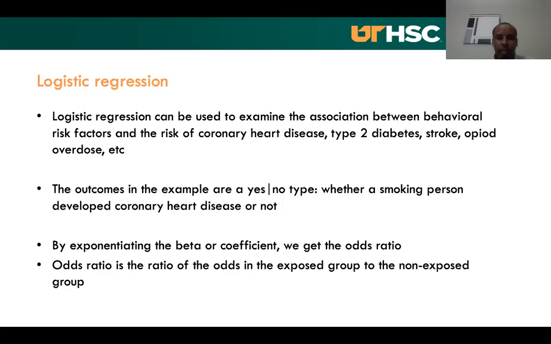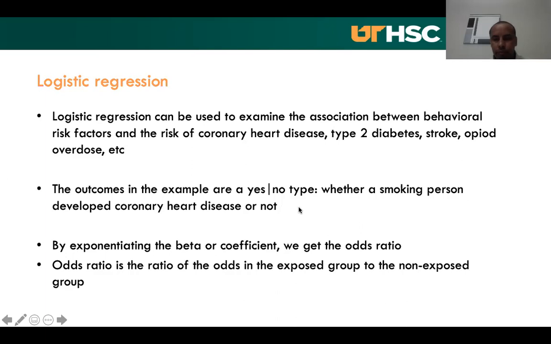And the odds means the probability of an event happening in those exposed divided by the probability that the event did not happen in those exposed, divided by the probability of the event happening in those not exposed, divided by the probability that it did not happen in those not exposed. That gives us the odds ratio.